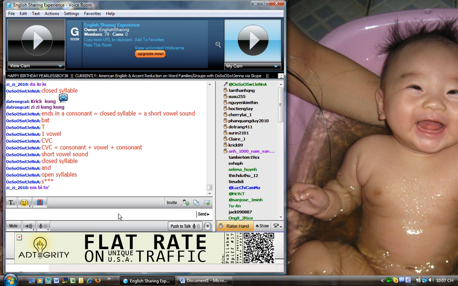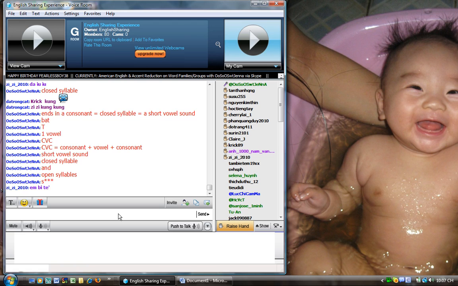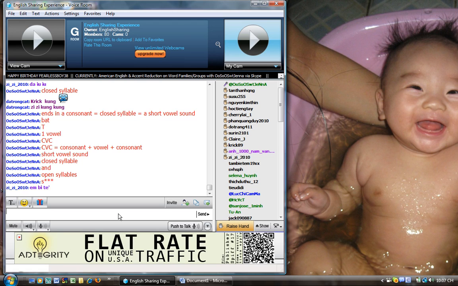So we know that if a word or a syllable ends in a consonant, we call that a closed syllable. A closed syllable will have a short vowel sound. Now the second thing is if a word or syllable ends in a vowel, it is called an open syllable, which will produce a long vowel sound.